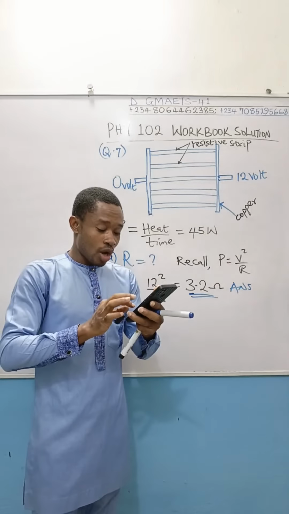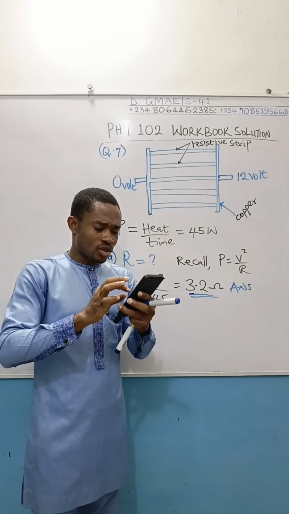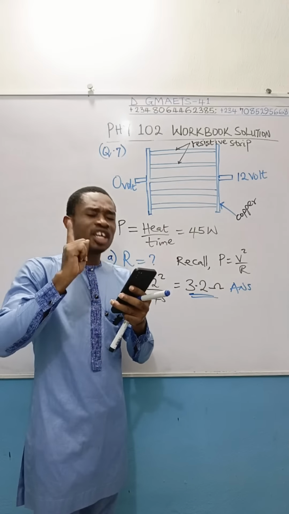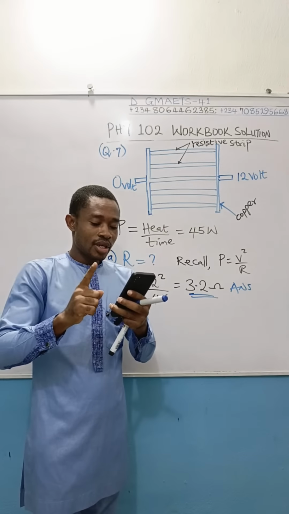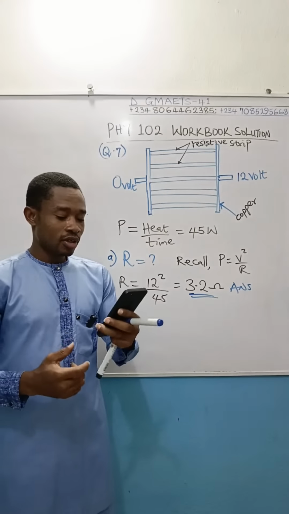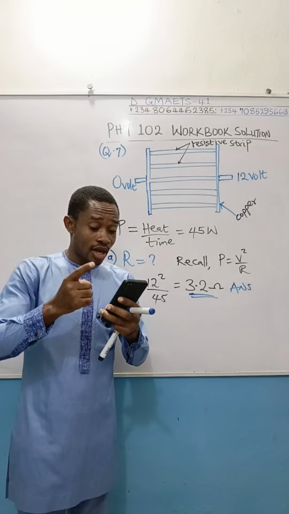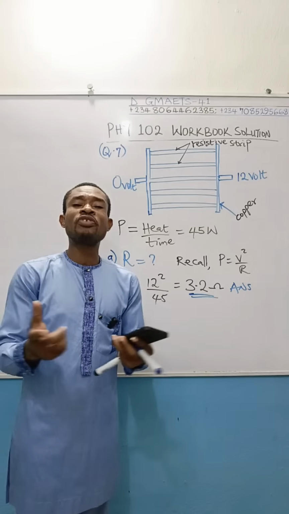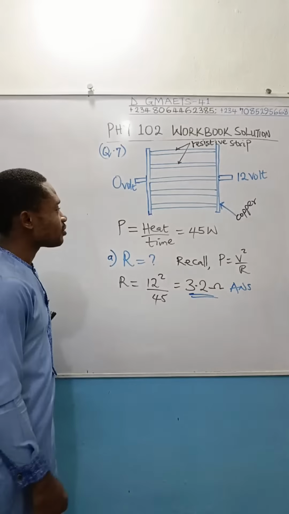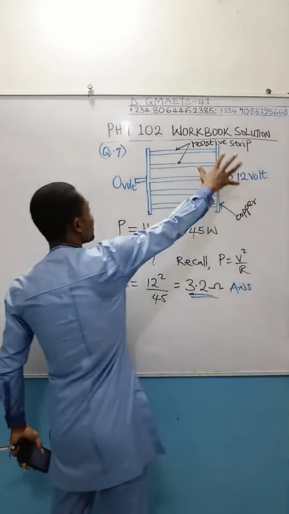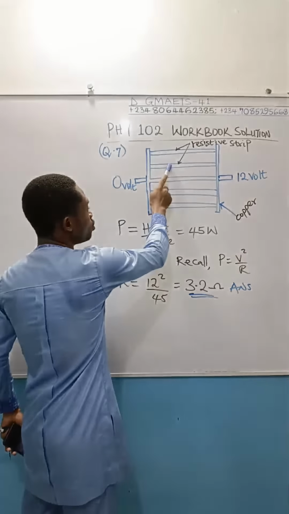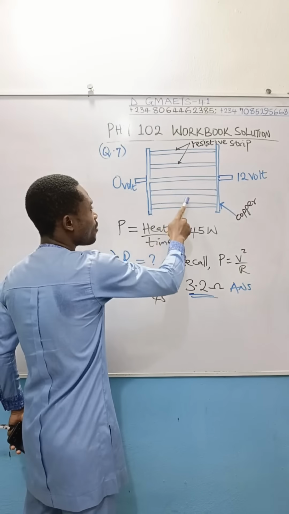Now the second part of the question, we are asked to show that the resistance of each strip is about 16 ohms. It's like a proof. Are you following, right? So how do we prove that? Once again, it is simple. We know the total resistance of this unit already. How many strips do we have here? 1, 2, 3, 4, and 5.